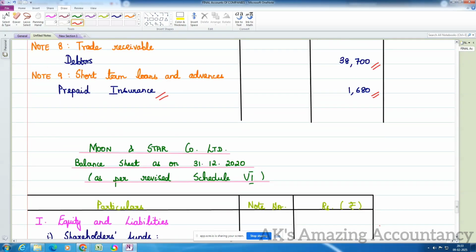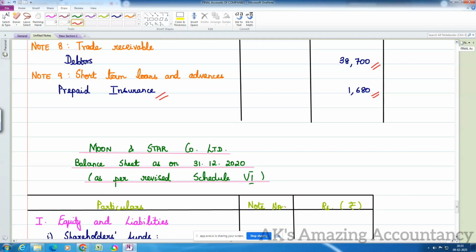Having done the notes, having prepared all the notes, preparation of the final balance sheet is very, very easy. So you have to give the heading as Moon and Star Company Limited, balance sheet as on 31/12/2020. We are preparing the balance sheet as per revised Schedule 6. There is no need to mention this, but just to make you understand, I am mentioning it here. This is the format which we are following now.